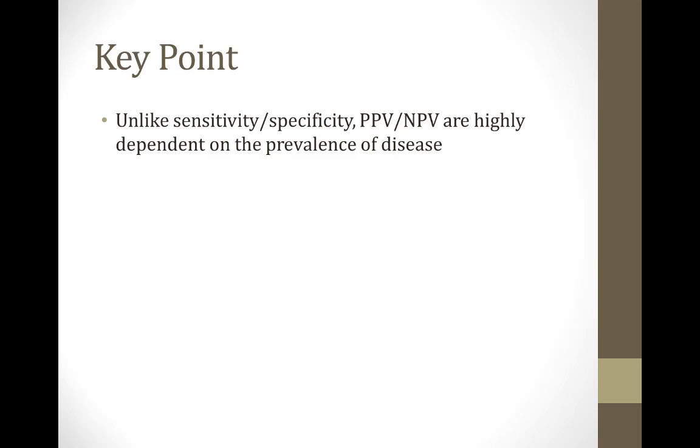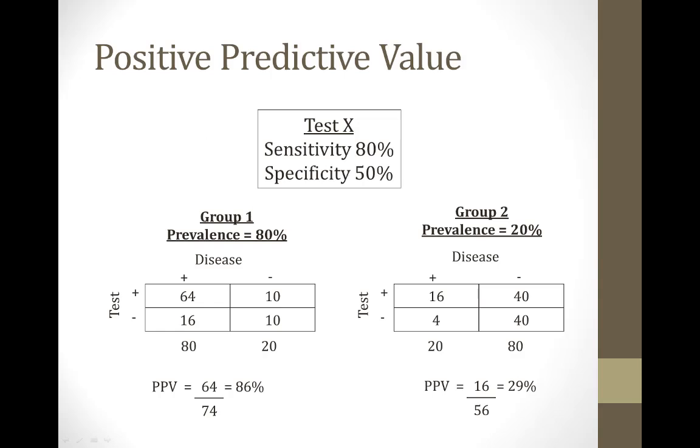Now I'm going to talk about a very important and high yield point, and that is the fact that unlike sensitivity and specificity, positive predictive value and negative predictive value are highly dependent on the prevalence of disease. So in order to understand this, we're going to work through an example, and this is the exact same example I used in the sensitivity specificity module. In that module, I used a test in two different groups, one where disease was highly prevalent and one where it was not highly prevalent. And I showed you that the sensitivity and specificity did not change.